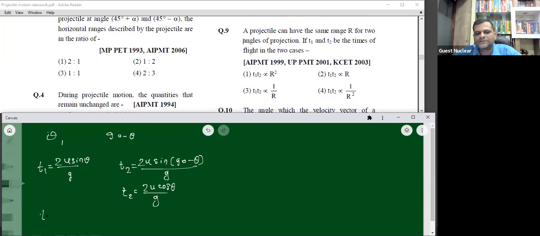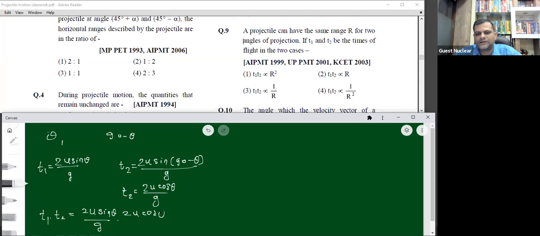And now if we just multiply t1 with t2, then we get 2u sin theta upon g into, here it is again, 2u cos theta upon g. Correct है?